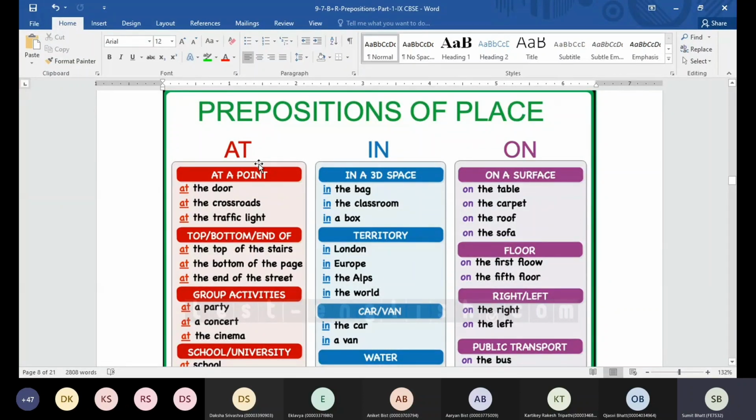And in has multiple uses. The first use is when we have a 3D space. I hope you all understand 3D space. That means enclosed space, when something is closed and you are inside there. Then we use in, like in the bag, in the classroom, in a box. So we are talking about enclosed space, space which is closed from all the sides.